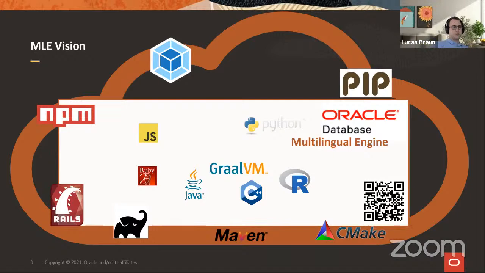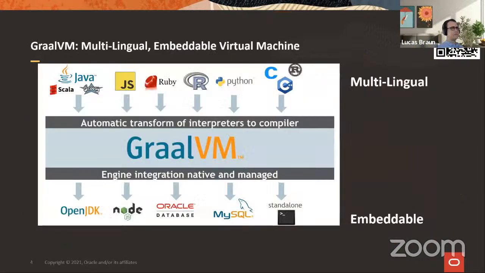Now, before we dive into MLE and its architecture, I quickly want to spend some minutes on GraalVM, so that you understand the core technology that the Multilingual Engine, or MLE for short, is built upon. So GraalVM, in one sentence, is a multilingual embeddable virtual machine. For the multilingual aspect, it really means that it's an interpreter and a compiler. It's a runtime for almost any language, right? Be it bytecode languages like Java, Scala, Groovy, be it dynamic languages like JavaScript, Ruby, or Python, or even languages that can compile to LLVM bitcode like C, C++, Rust, whatever it is, right? GraalVM runs them all.